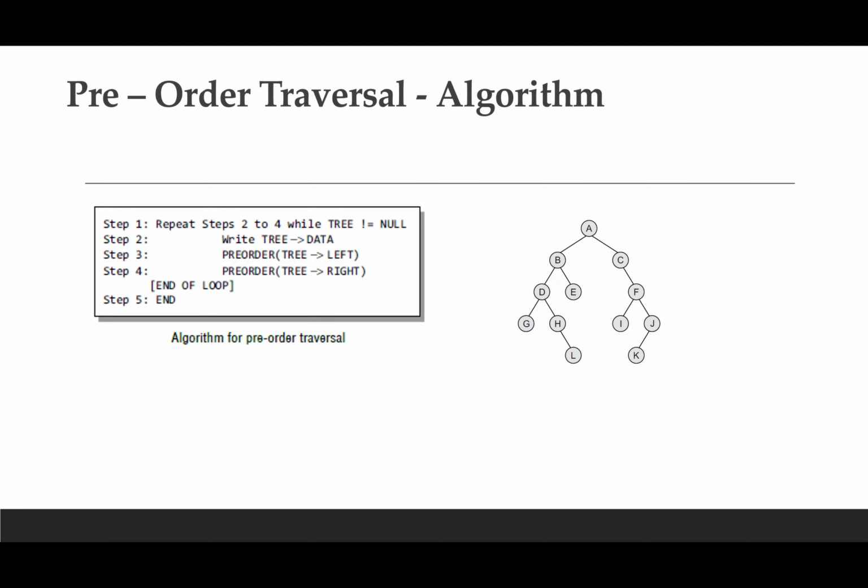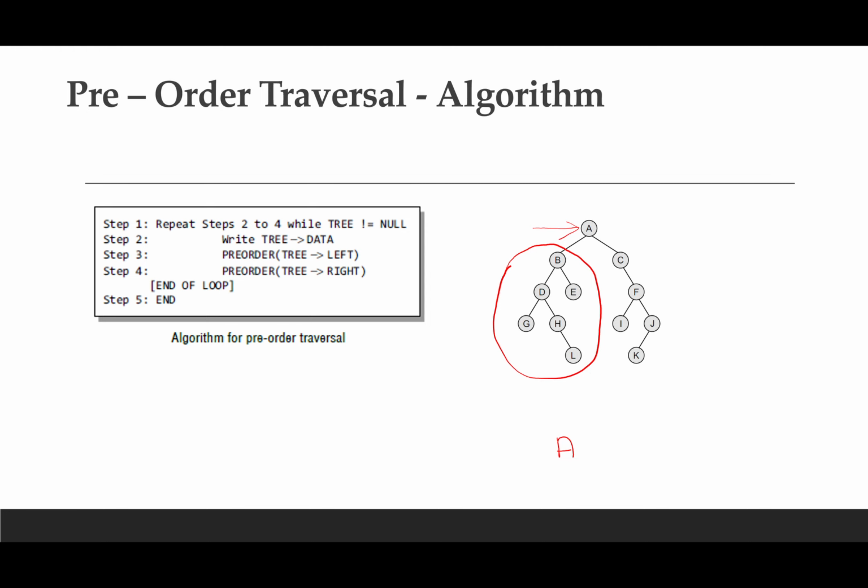Here first we check the condition: while tree is not equal to null. It is not equal to null, so we go to the second step and write tree->data. What is tree->data? It is pointing to the root node, so it is A. The next step, the third step, is pre-order of tree->left. It calls the function, so we have to find the pre-order for the left subtree.